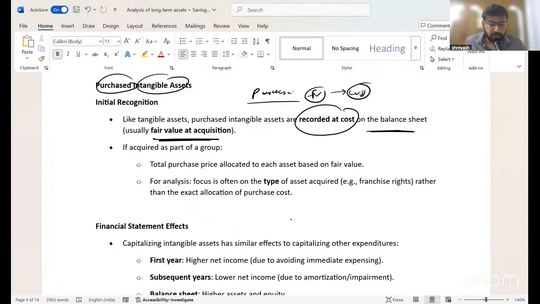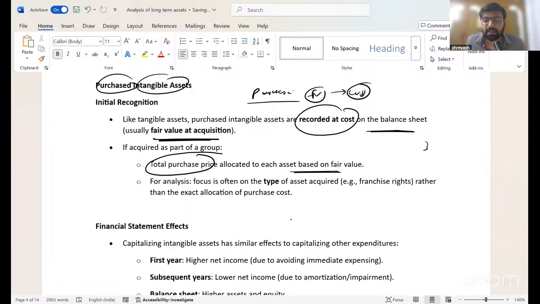But what if I have acquired that intangible asset as a part of a group? Basically, I have not just bought an intangible asset. I have bought multiple things along with intangible assets, and I have paid a lump sum price for it. So I've paid $1 lakh. In that $1 lakh, I have also purchased every other thing as well. What do I do? I will allocate the total purchase price on the basis of the fair value of each asset that I have purchased.